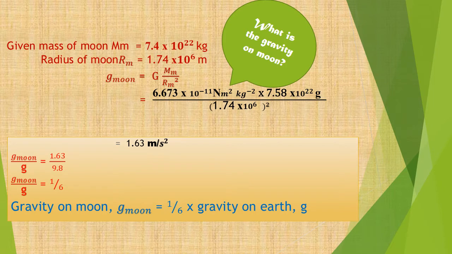Now when we compare the two accelerations due to gravity, that is the acceleration due to gravity on moon to that of the earth, we find that the gravity on moon is 1/6 of the gravity on earth. We know children, the mass of the moon and the radius of the moon are much smaller than that of the earth. That's why it has gravity 1/6 of the gravity of the earth. So depending on the masses and the radii of the planets, the acceleration due to gravity in different planets varies.